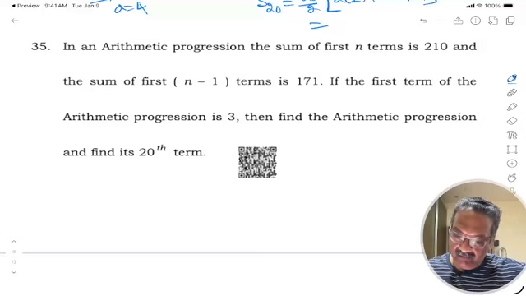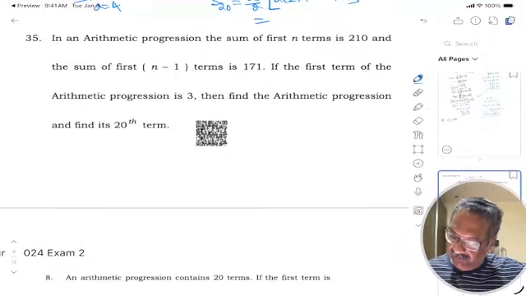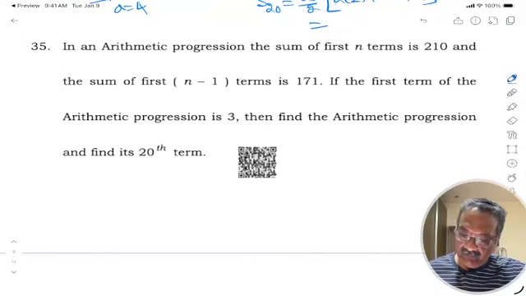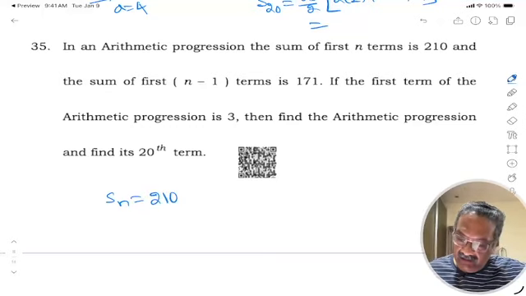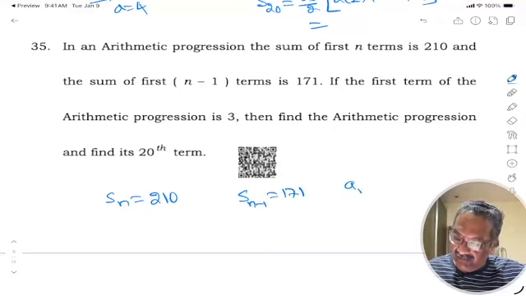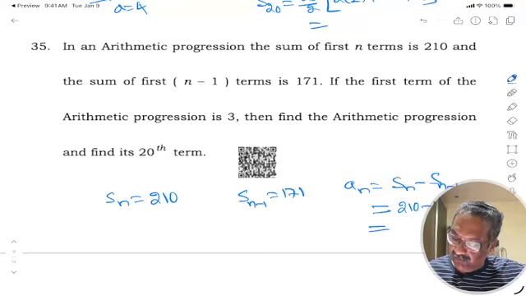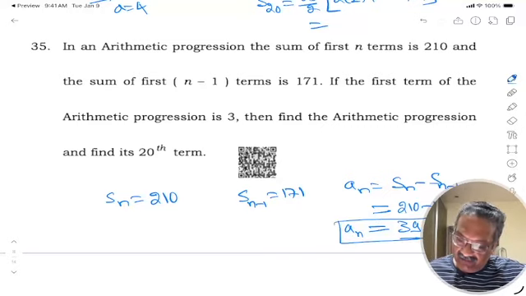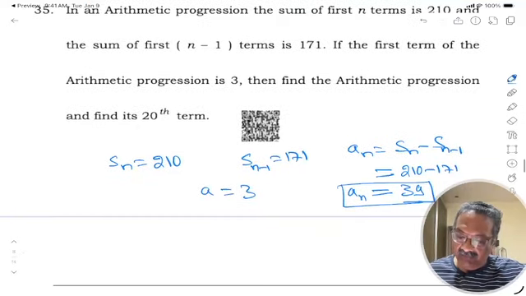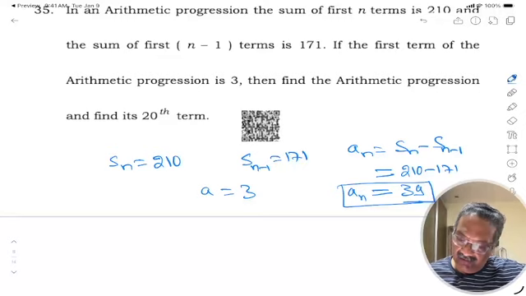Okay. Now, this is also a simple one. The sum of first n terms Sn is equal to 210 and sum of n minus 1 terms is 171. So we get the last term An is equal to Sn minus Sn minus 1, which is equal to 210 minus 171, which is equal to 39. So the last term An will be 39 and first term they have given A is 3. Find the AP.